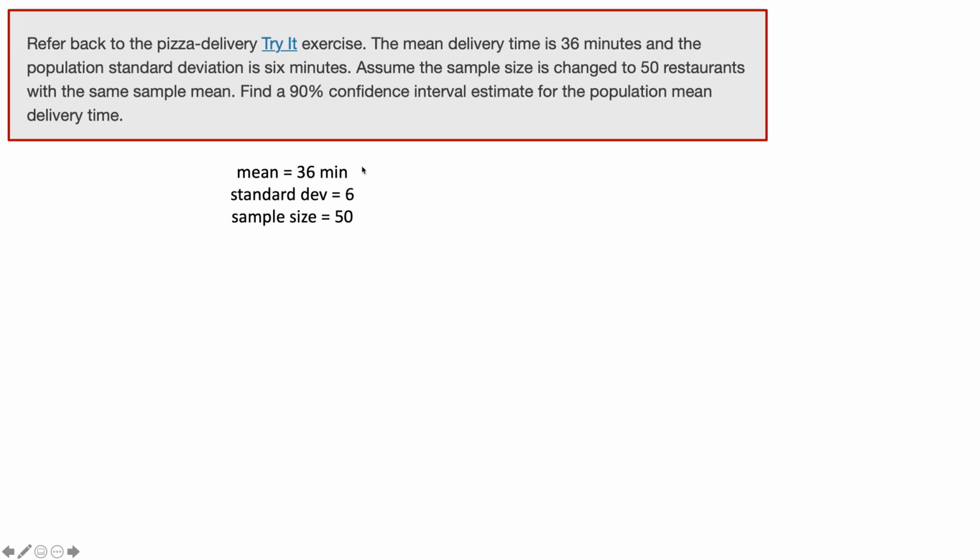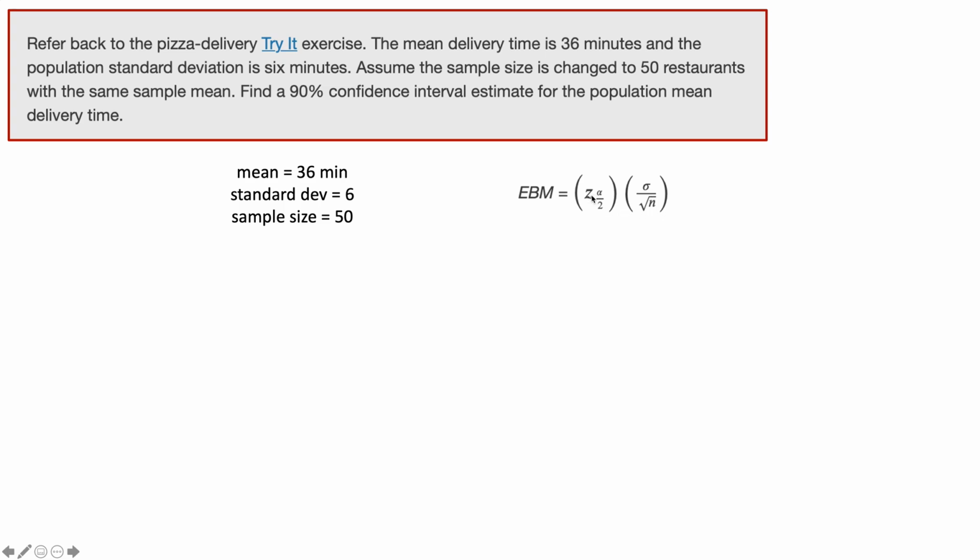So this is what we know. Here's a summary. Ready? The mean is 36 minutes. The standard deviation is 6 minutes. And the sample size is 50. Remember your error bound measurement formula. I know my standard deviation is 6. That's going to go in the parentheses on the right at the top. And it'll be the square root of 50 in the bottom.